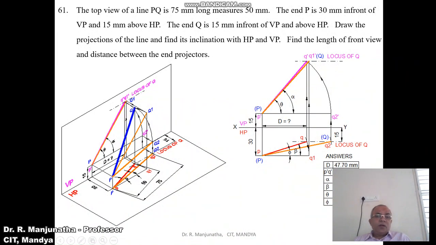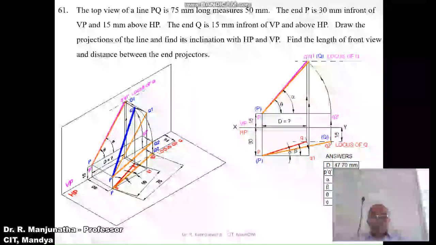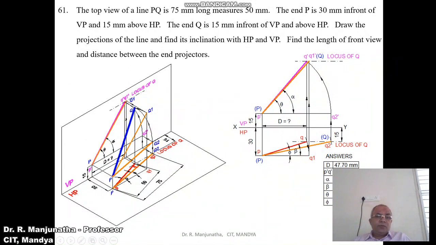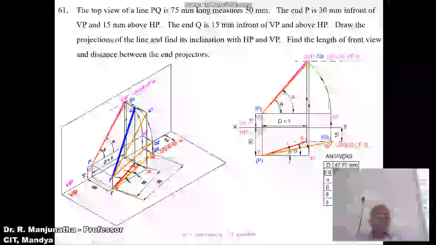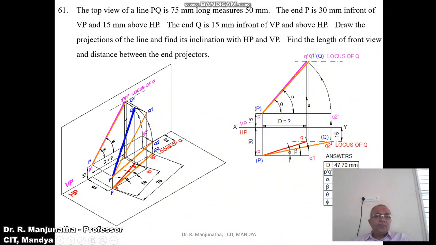So what you are trying to do is, with P as center, taking the radius of PQ2, you rotate this PQ2 line such that it falls on the end projector of this capital Q. So now we got this point. Once you get this point, the image from Q2 dash is rotated such that it cuts the end projector at this Q dash. Then join P dash Q dash with a dark line. So now we got the locus of Q in the front view.